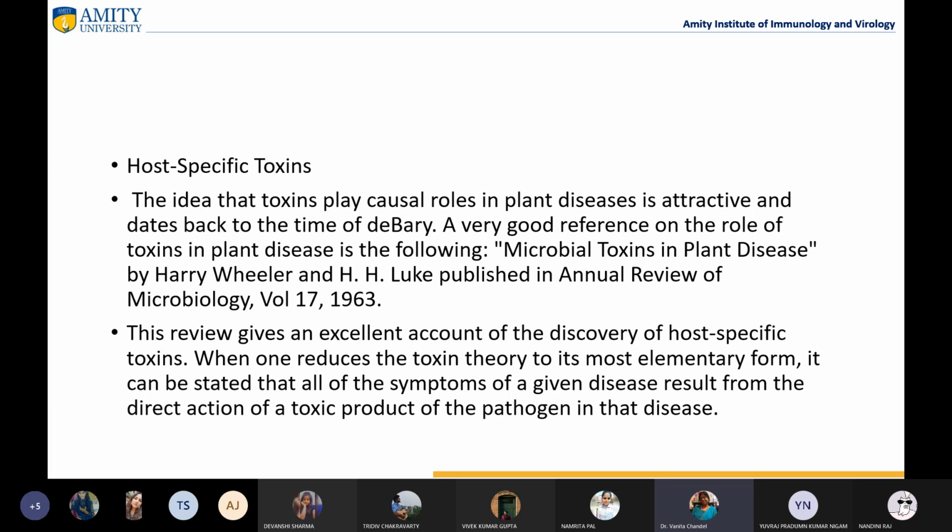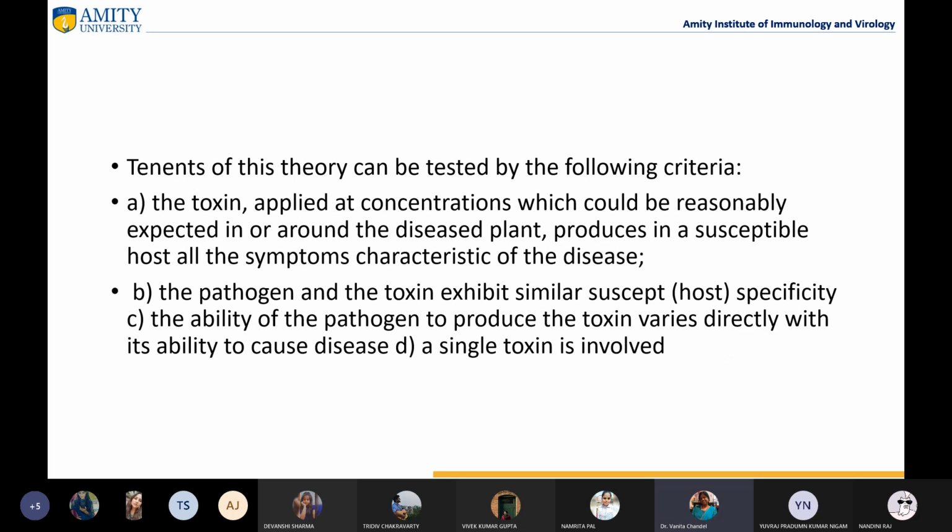So when one reduces the toxin theory to its most elementary form, it can be stated that all of the symptoms of a given disease result from the direct action of the toxic product of the pathogen in that particular disease. So whatever symptoms are being caused are directly because of the toxins produced by the pathogen. They say that the toxins, when applied at concentrations which could reasonably be expected around the diseased plant, produce in a susceptible host all the symptoms which are characteristic of a particular disease. This is how they tested it, right?